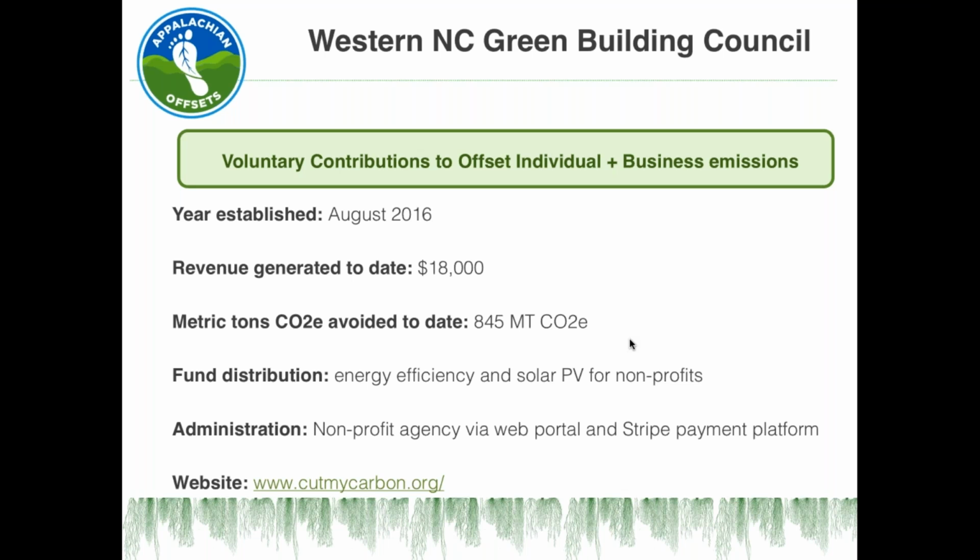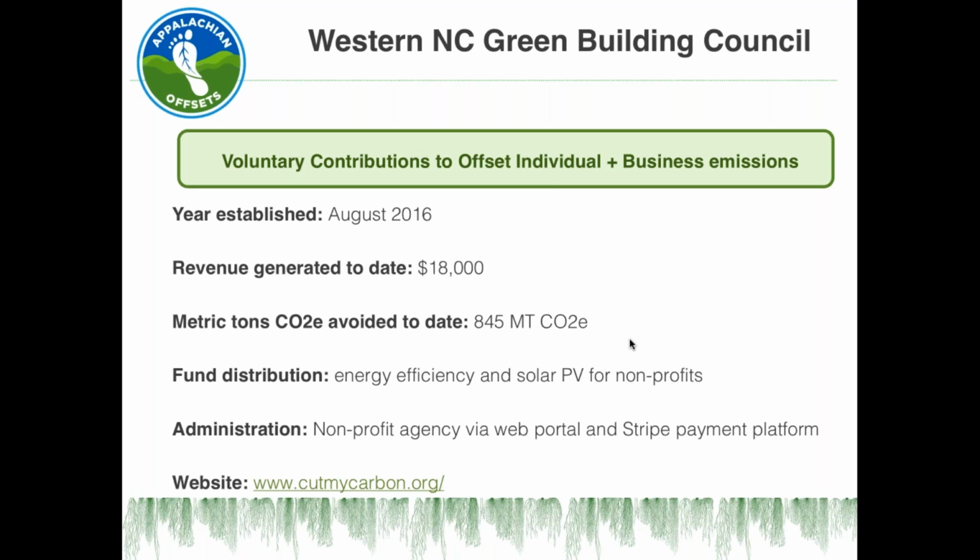they decided to do a completely new rebranding, launching this website, and a new outreach campaign that they have launched. And so this had just been completed in August of 2016. They've generated $18,000 to date. And I'm showing the emissions avoidance. What they are funding is energy efficiency and solar PV for nonprofits.